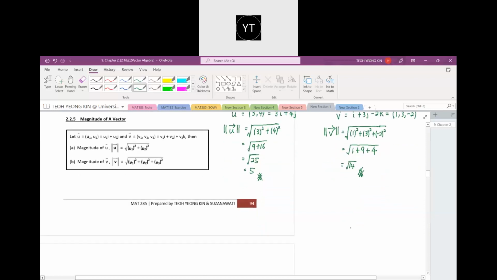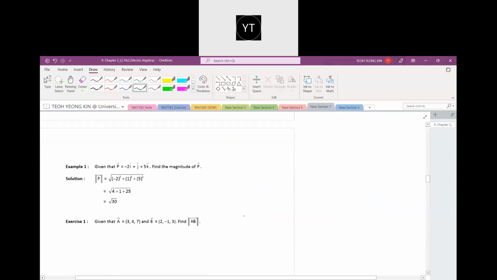This is how we are going to find the magnitude. For example, given that vector P is negative 2i plus j plus 5k, find the magnitude of P. So how are we going to find the magnitude of P? We just put the magnitude symbol, then the square root of. Based on this, our coordinate is negative 2, 1, and 5. We just take the coefficient, we take only the value: negative 2 squared plus 1 squared plus 5 squared. So from here, we get the square root of 30.